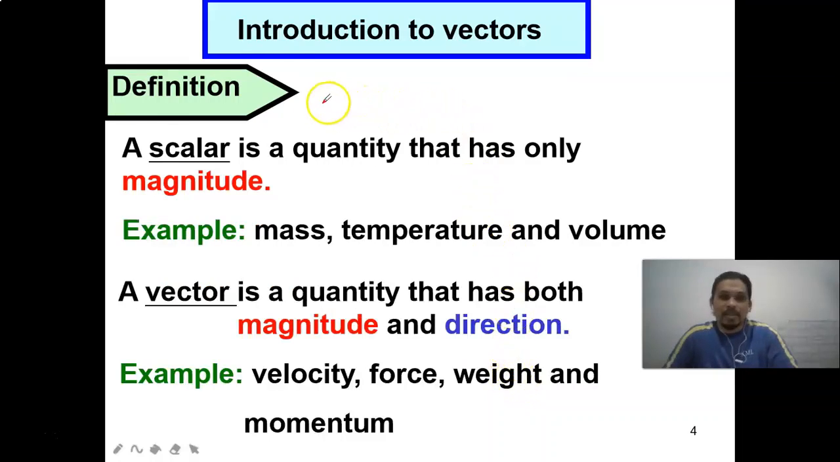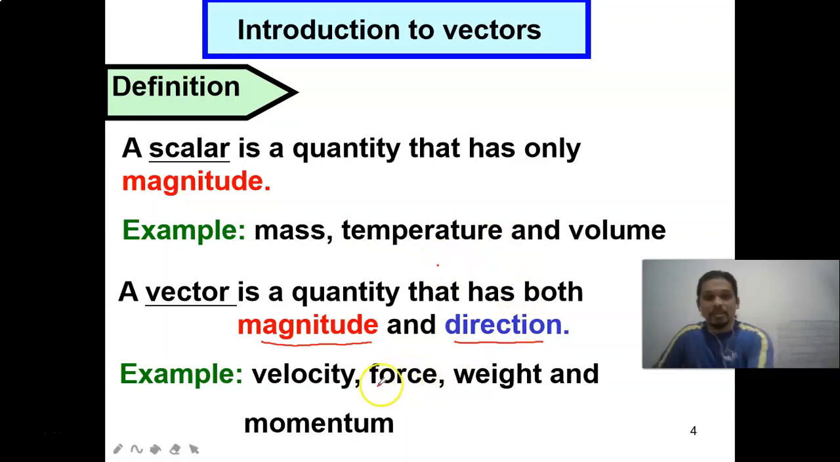Okay, so let's take a look at the first part here, definition. A scalar is a quantity that has only magnitude. As you see in the example here, a vector is a quantity that has both magnitude and direction. Direction here tells us where the vector is moving, to the left, right, or from one point to another point.